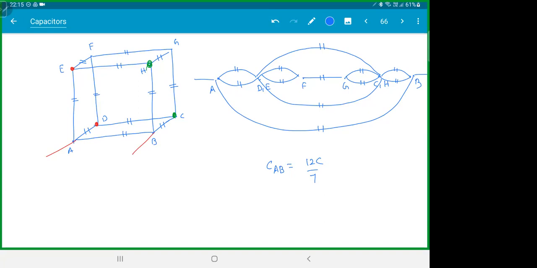If you got this, then it becomes simply series parallel. A to D, A to E, there are 2 capacitors. See, remember, simple, there are 12 capacitors here, so you should draw 12 lines here. From D to C, there is 1. D to F, there is 1. E to D to C, E to H are same. Check out the terminals.